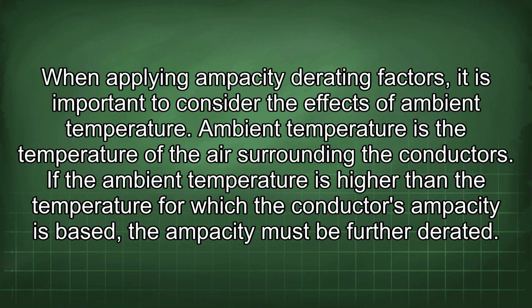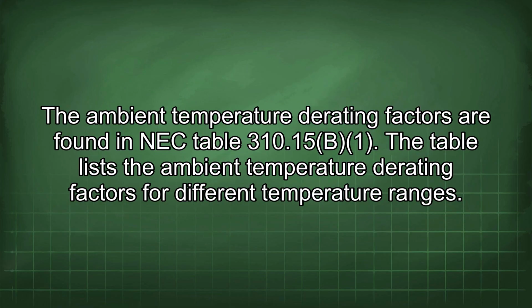When applying ampacity derating factors, it is important to consider the effects of ambient temperature. Ambient temperature is the temperature of the air surrounding the conductors. If the ambient temperature is higher than the temperature for which the conductor's ampacity is based, the ampacity must be further derated. The ambient temperature derating factors are found in NEC Table 310.15(B)(1). The table lists the ambient temperature derating factors for different temperature ranges.